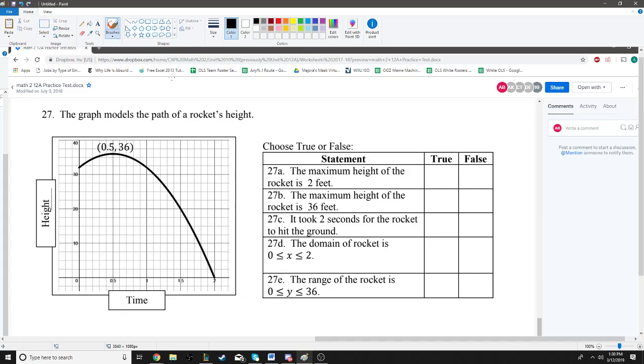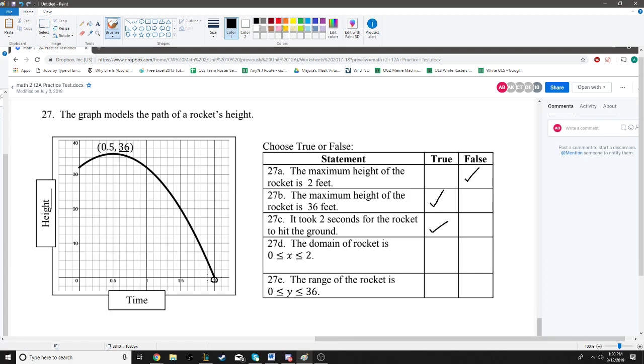Okay, rocket's height. The maximum height of the rocket is 2 feet. That's false. The maximum is at the vertex, which is 36. So that's false. That's true. It took 2 seconds for the rocket to reach the ground. After 2 seconds, it's at 0. The height is 0, which means it's on the ground.